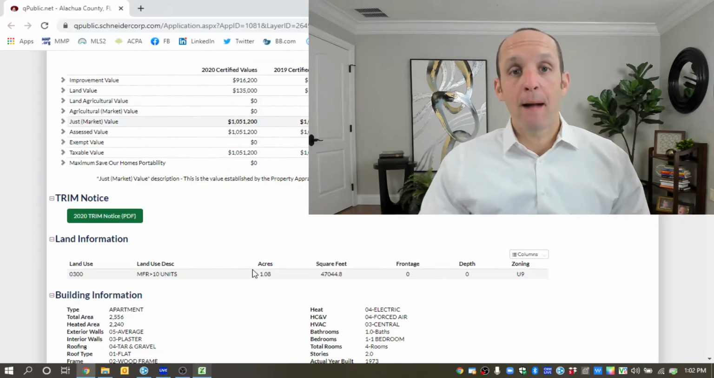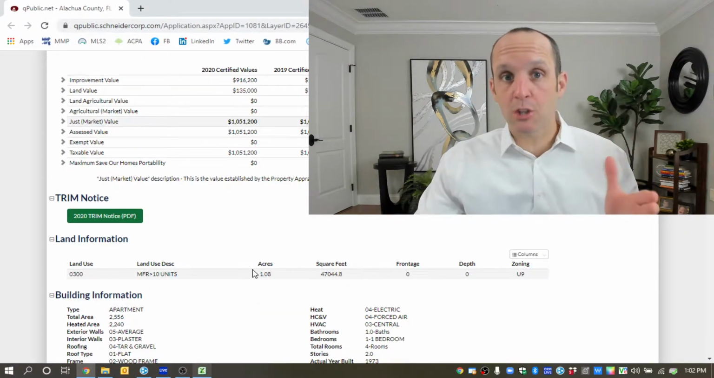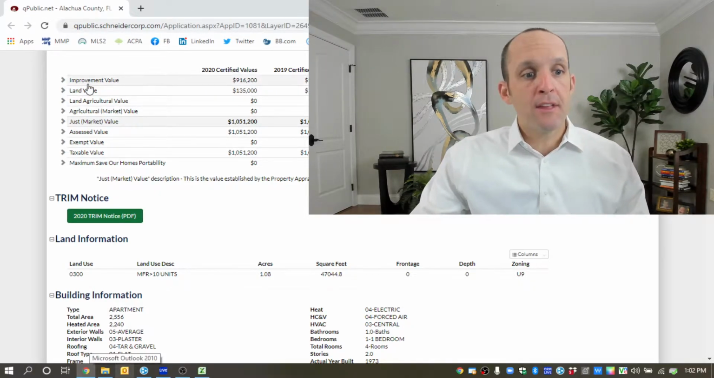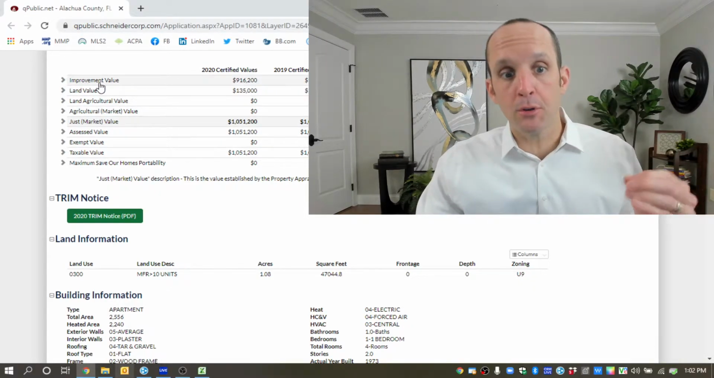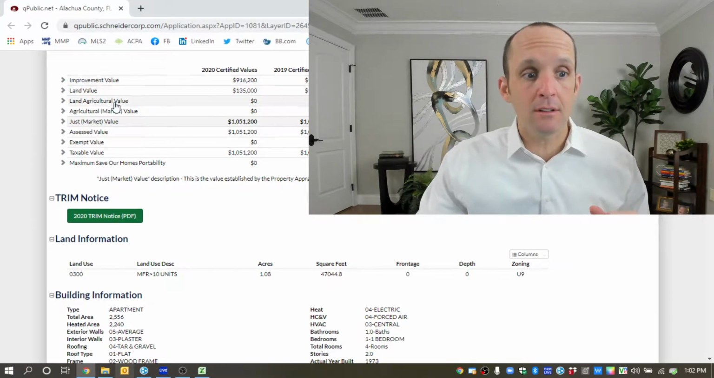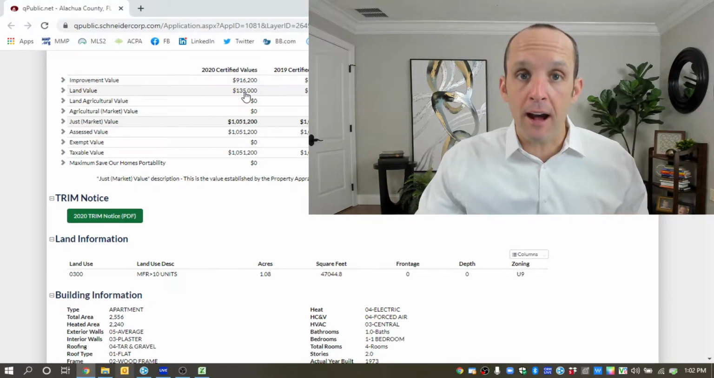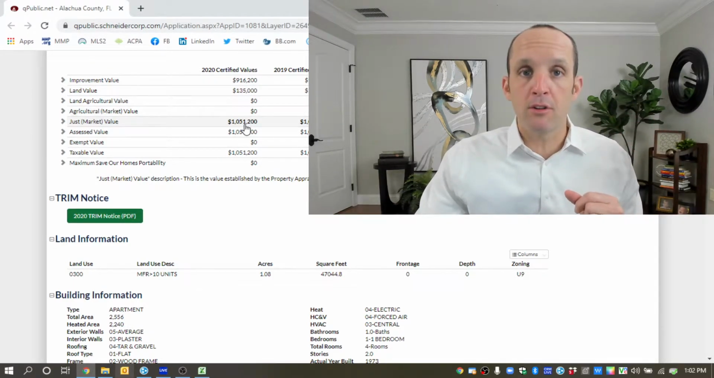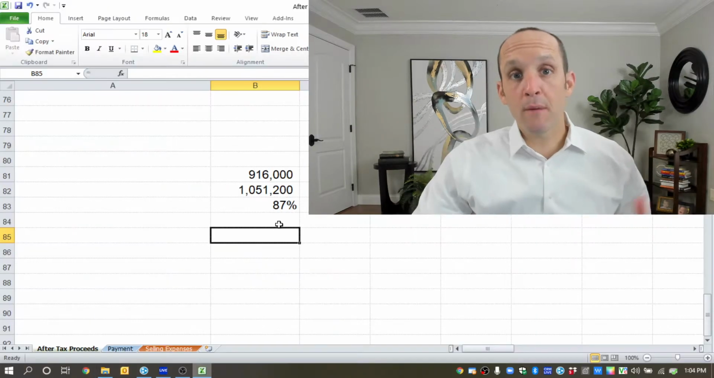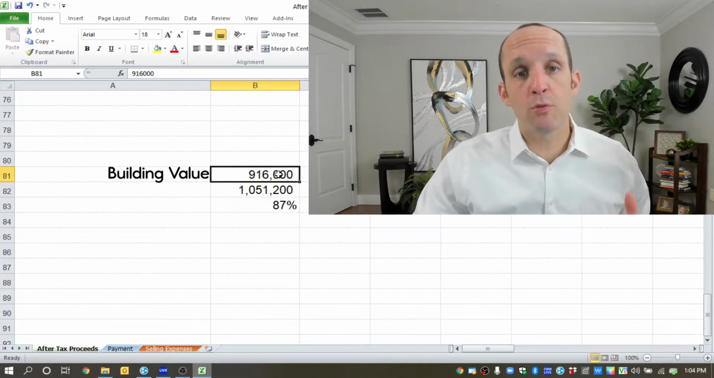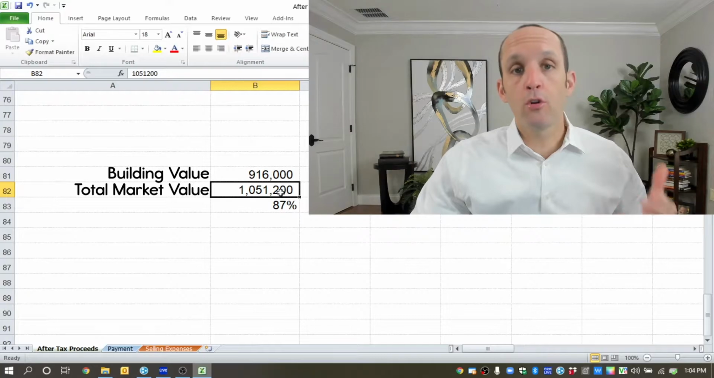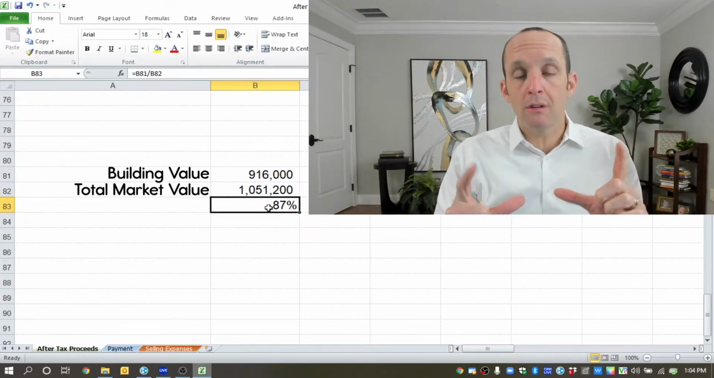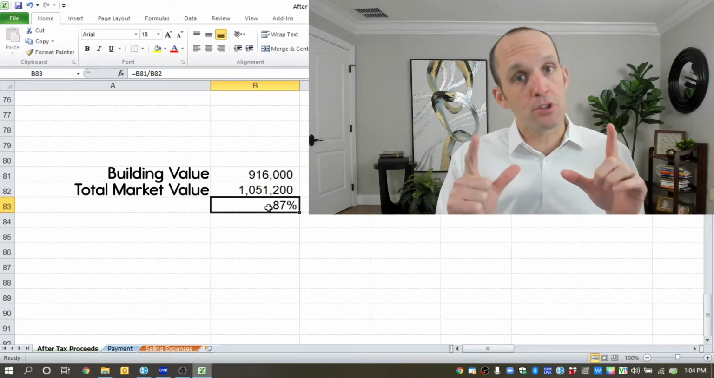Let me show you. I'm on the property appraiser website in Alachua County, Florida, and they have the assessed values for 2020. The improvement value, which is the buildings, is $916,000. The land value is $135,000, and the just or market value is $1,051,000. So let's do the calculation. From that example, the building values were $916,000. The total market value is $1,051,000. So the building component portion is 87% for depreciation purposes.